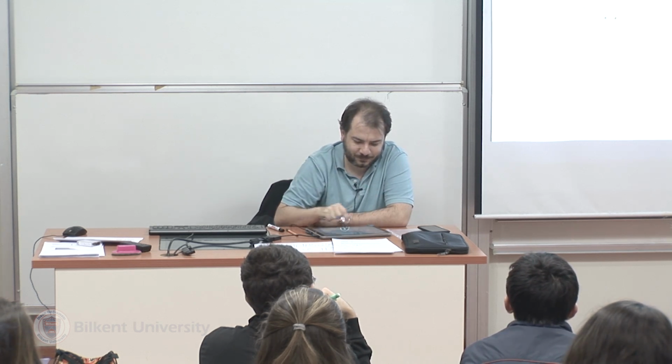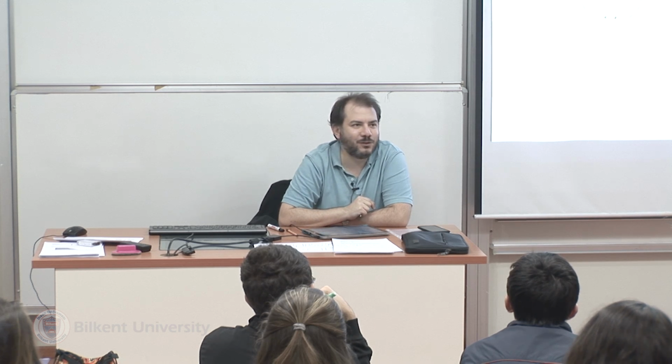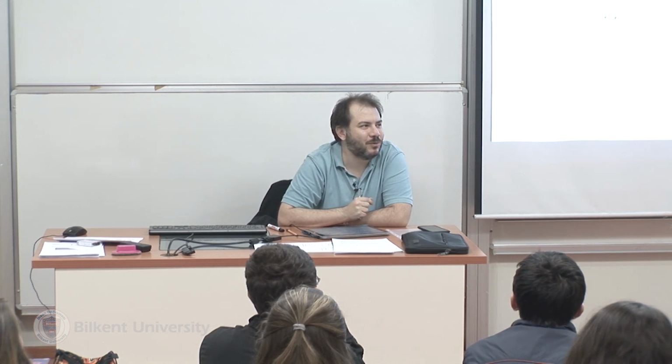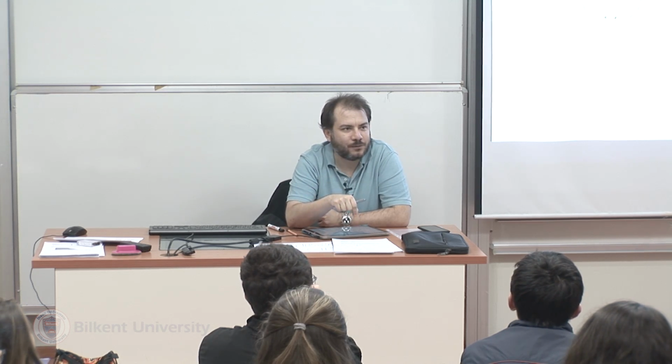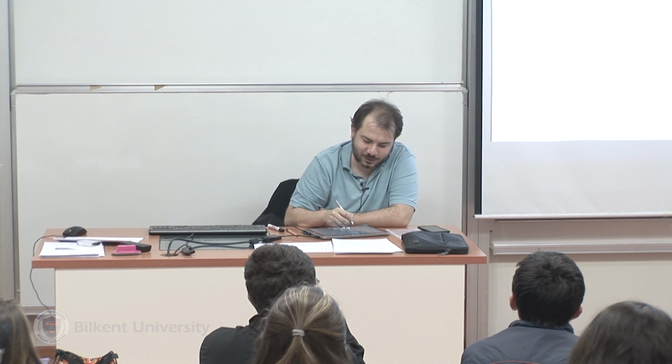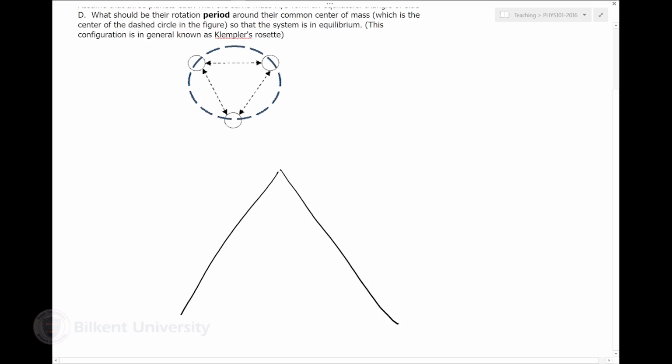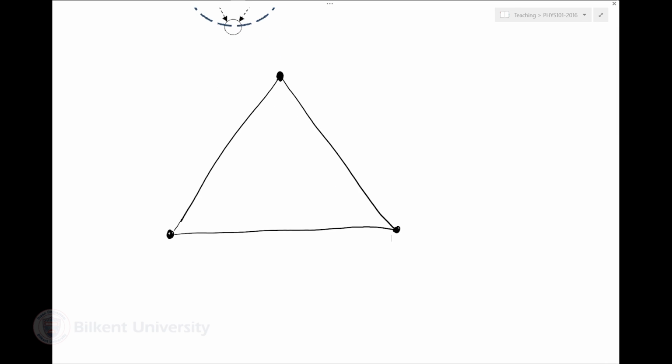Now, what do we need to do? As in any mechanics problem, we need to investigate each body individually and look at the forces acting on it. Let me try to draw this triangle a little bit bigger. So, first of all, what is the center of rotation of this triangle? It's going to be the center of my triangle, right? This is an equilateral triangle. So let's do some geometry.